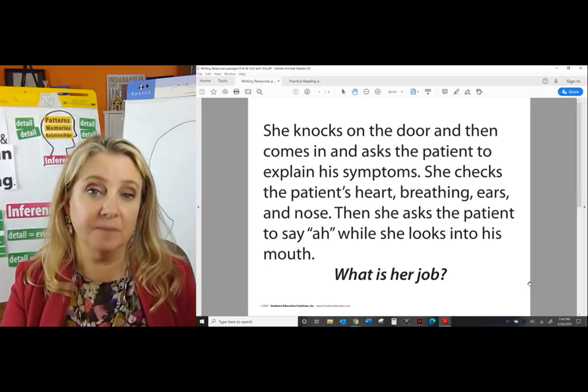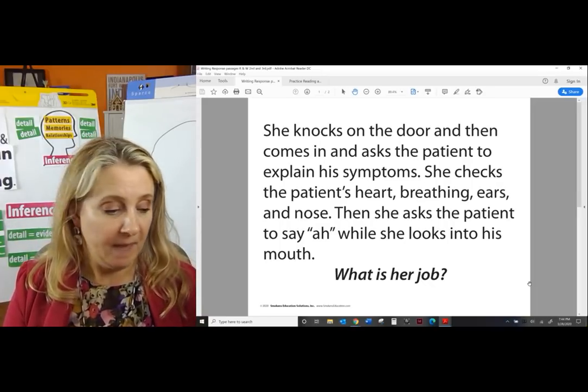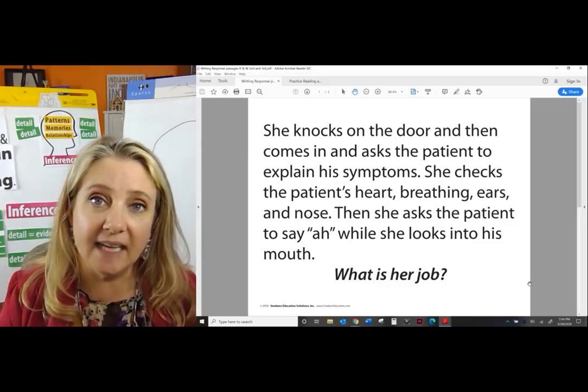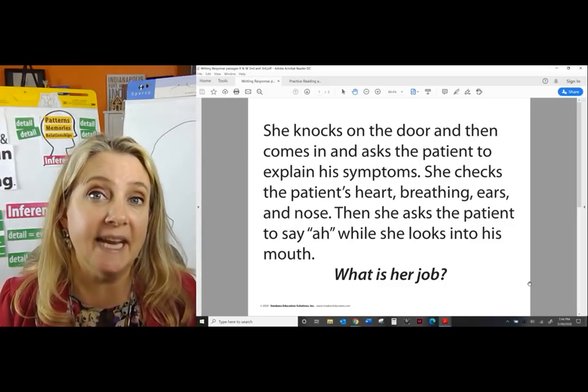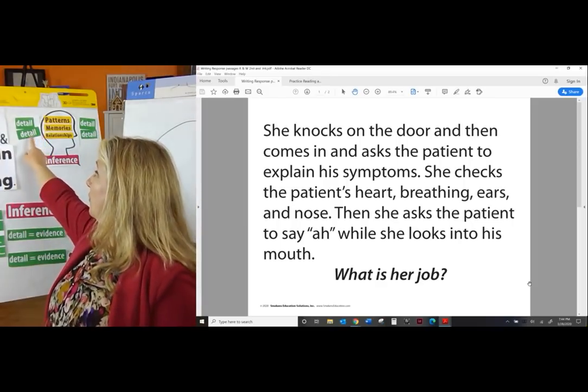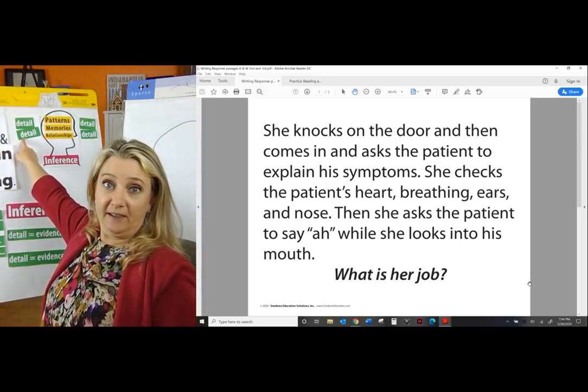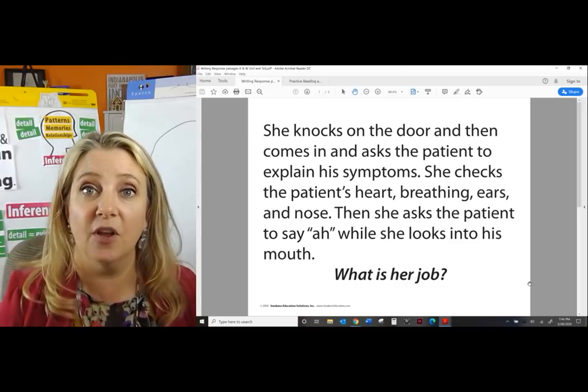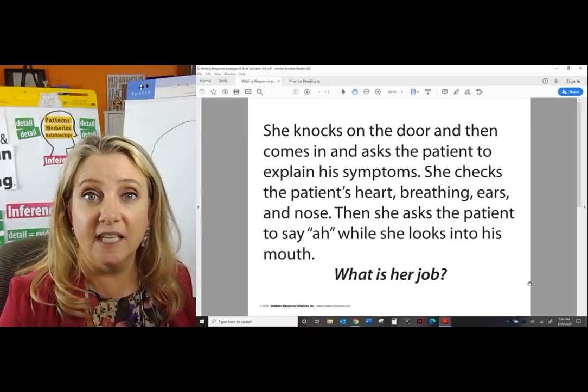Okay, so we've done the first 2 steps. We've read the text and we've read the question. And so now we need to collect details from the reading voice. And remember, the reading voice is green. So we're going to collect details on the green sticky notes.